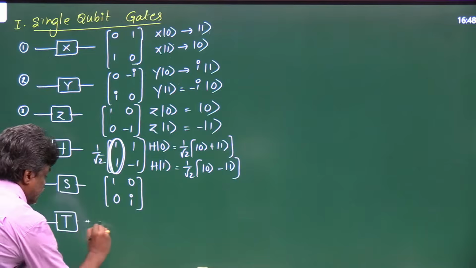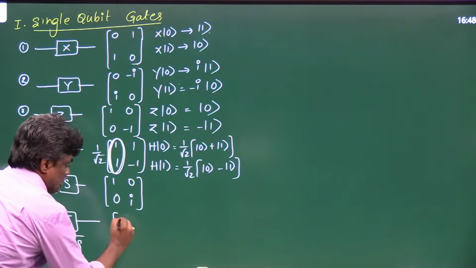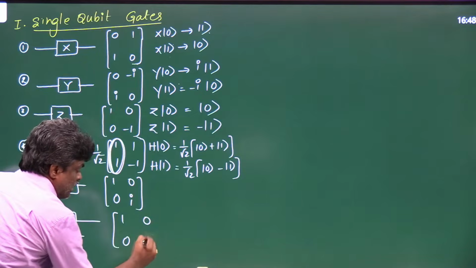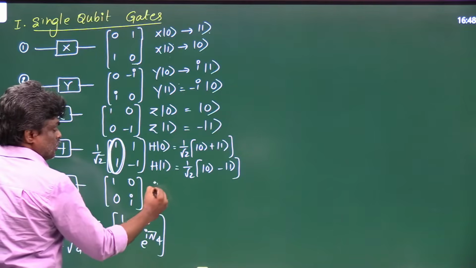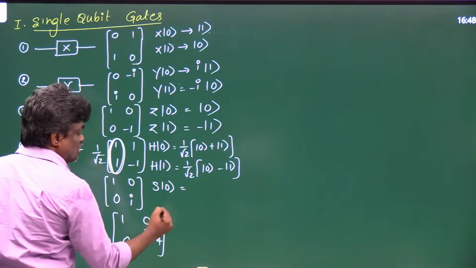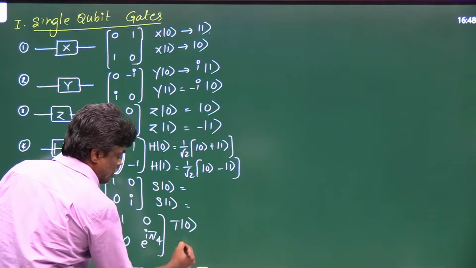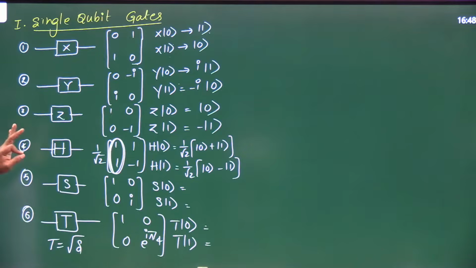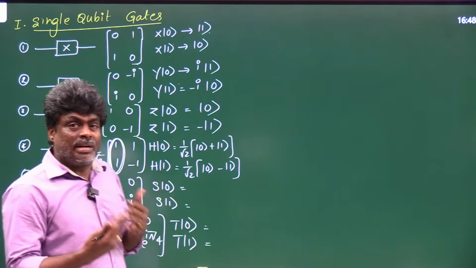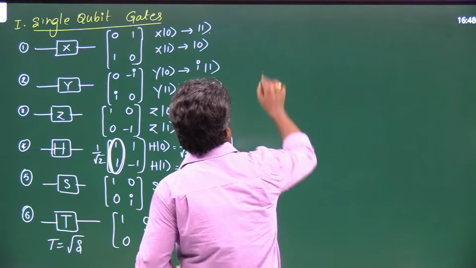And the T gate. T is nothing but the square root of S. 1 0 0 e raised to i pi by 4. So S operates on 0, S operates on 1, T operates on 0, T operates on 1. It's a very simple technique to identify what the operation is. Just compare with the identity matrix.